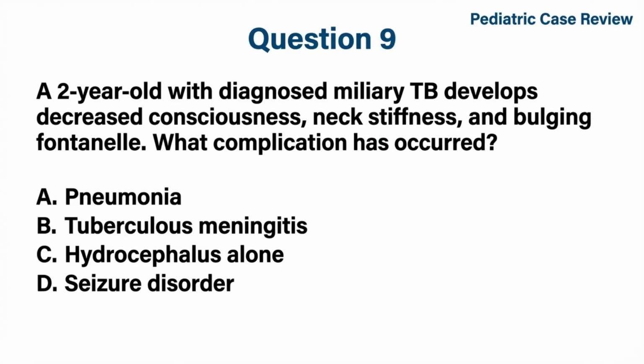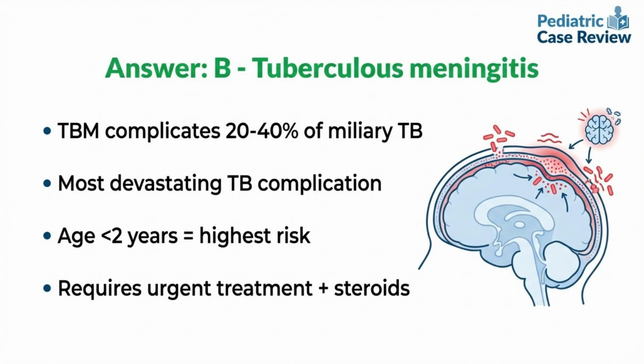globally. Question 9. A 2-year-old with diagnosed miliary tuberculosis develops decreased consciousness, neck stiffness, and bulging fontanelle. What complication has occurred? Option A, pneumonia. Option B, tuberculous meningitis. Option C, hydrocephalus alone. Option D, seizure disorder. The correct answer is option B, tuberculous meningitis.